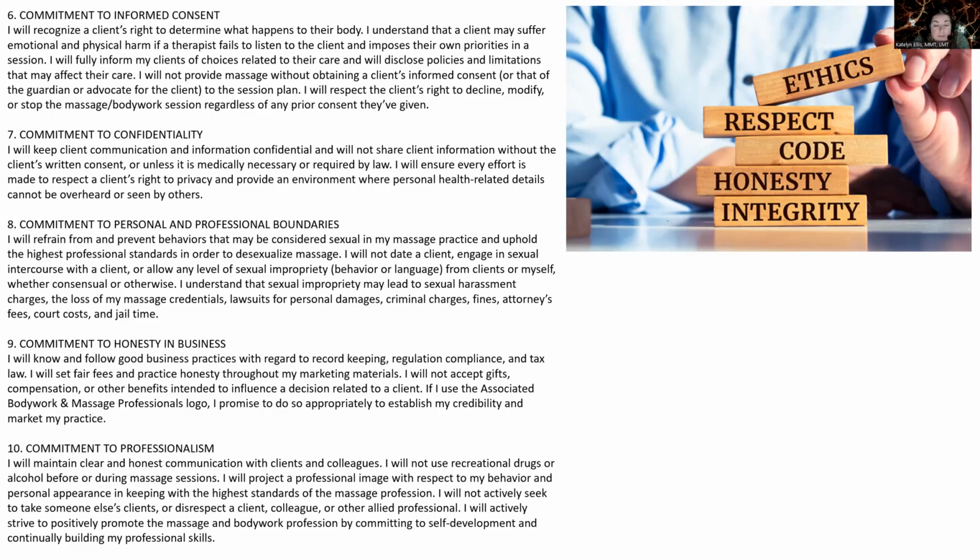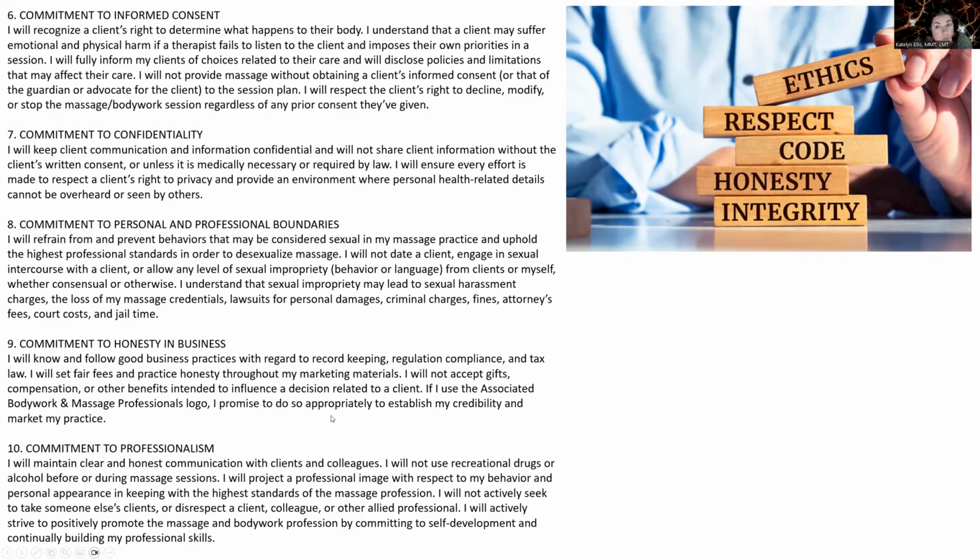Commitment to honesty in business. You're going to follow good business practices. You're going to be compliant with any state, federal, and city regulations. Some cities heavily regulate massage therapy. All right, and tax laws. The IRS wants to know everything you made, even if you bartered buttons or goats for a massage. The IRS wants to know. All right, they want to know 100% of what you made for income, no matter what that income was, even if it was rolls of toilet paper during COVID.